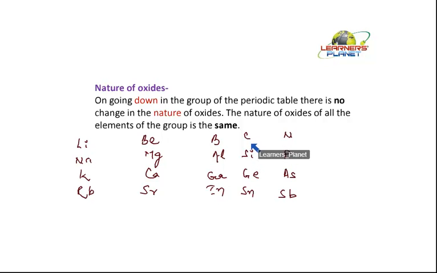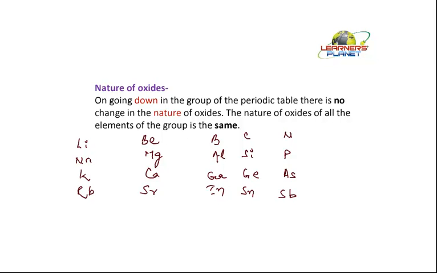Here these are forming acidic oxides. Carbon dioxide is acidic. Si is acidic. The acidic nature of the oxides is decreasing down the group. Okay. Here again the acidic nature of the oxides is decreasing down the group. Right. So what is happening? The nature doesn't change. Non-metals form acidic oxides and neutral oxides, whereas metals form basic oxides and amphoteric oxides.